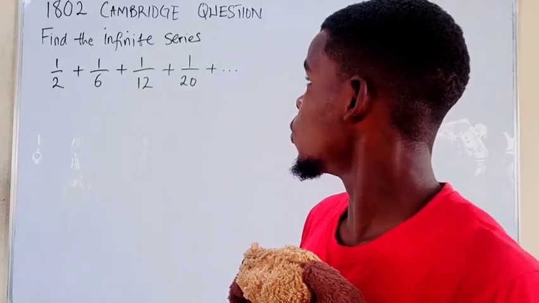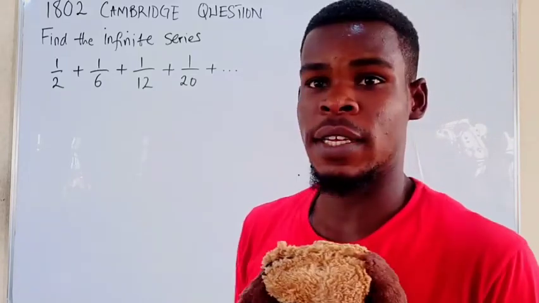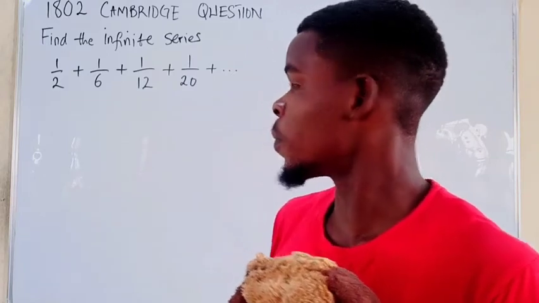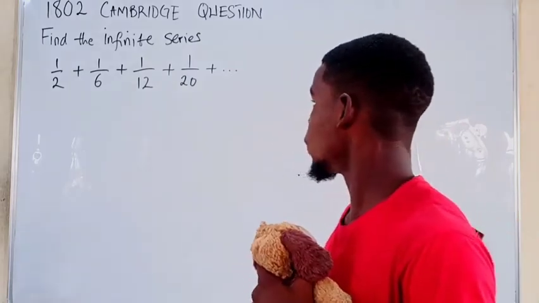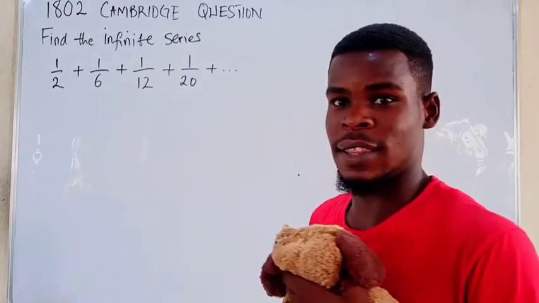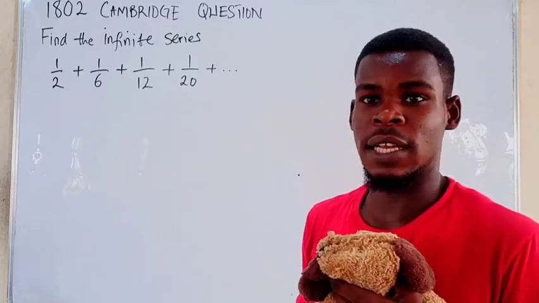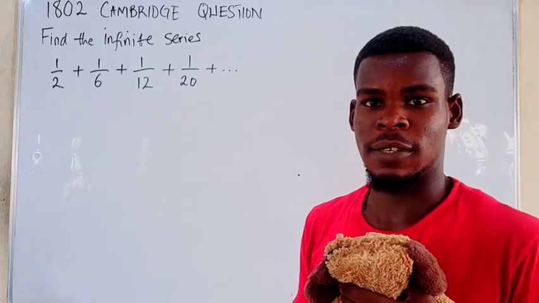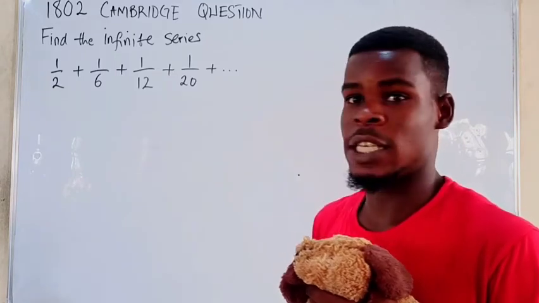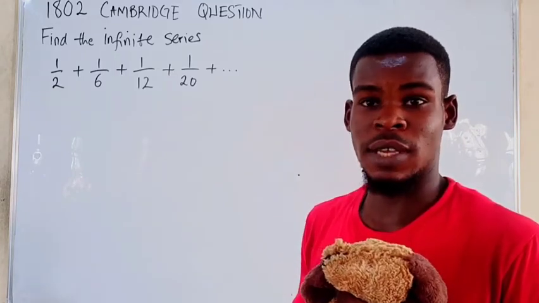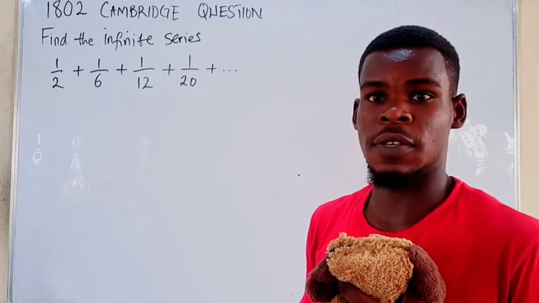We have the 1802 Cambridge question. We want to find the infinite series 1 over 2 plus 1 over 6 plus 1 over 12 plus 1 over 20, and so on like that. Well, to find a series like this, we need to first of all observe the pattern, and then from there, we see if we can maybe use any known tools to figure the series out.